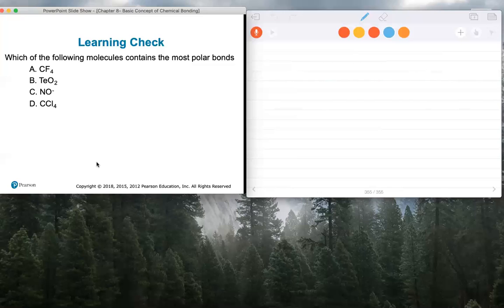How will you figure it out? You can use the elimination method and ask which among these compounds has an atom with the highest electronegativity value. Which one has the highest electronegativity value? Fluorine, chlorine?